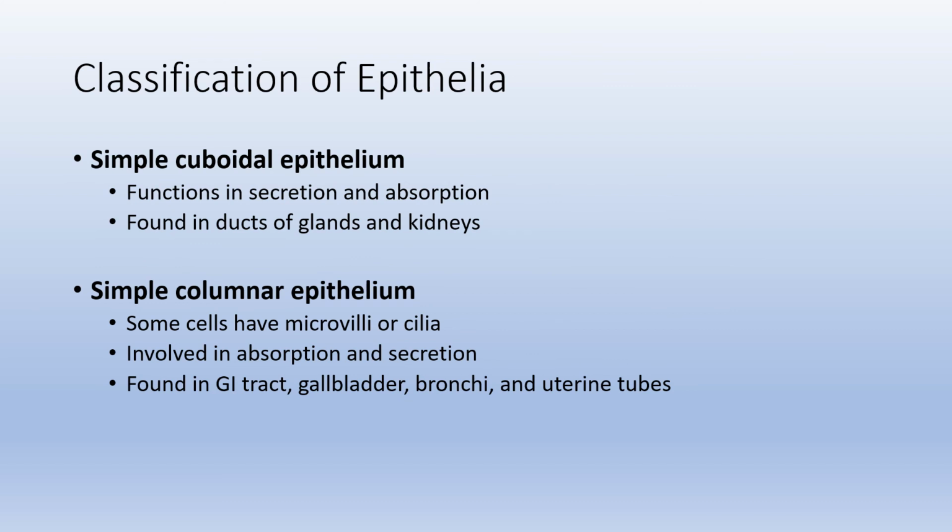Still staying on the subject of simple epithelium, but again changing that second name, or changing the shape of the cell, we have simple cuboidal epithelium. We won't talk too much about that. It's really only found in the ducts of glands as well as in the kidneys. And simple columnar epithelium, we will revisit this type when we talk about the respiratory system. But for the most part, simple columnar epithelium will usually have microvilli or cilia.